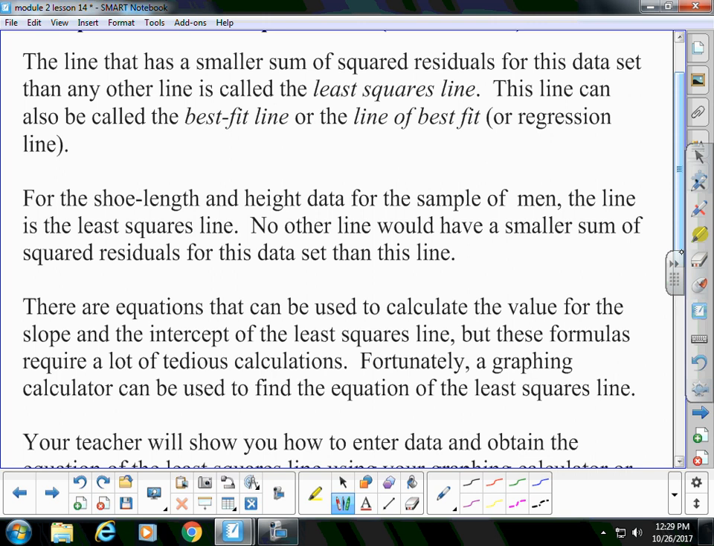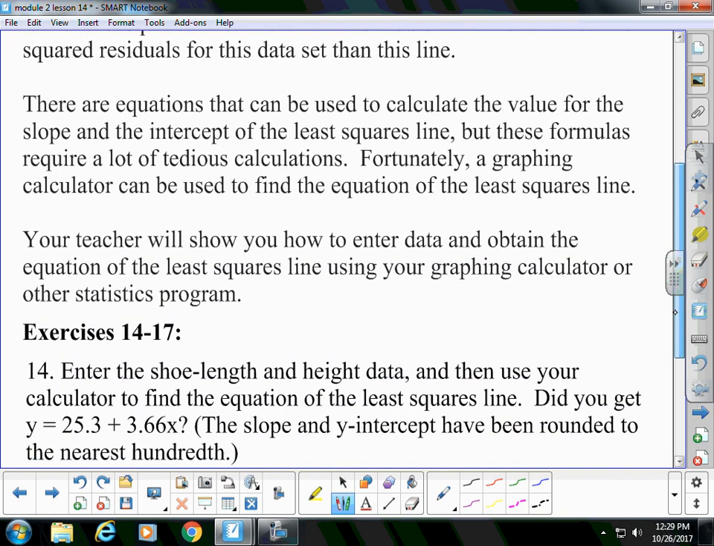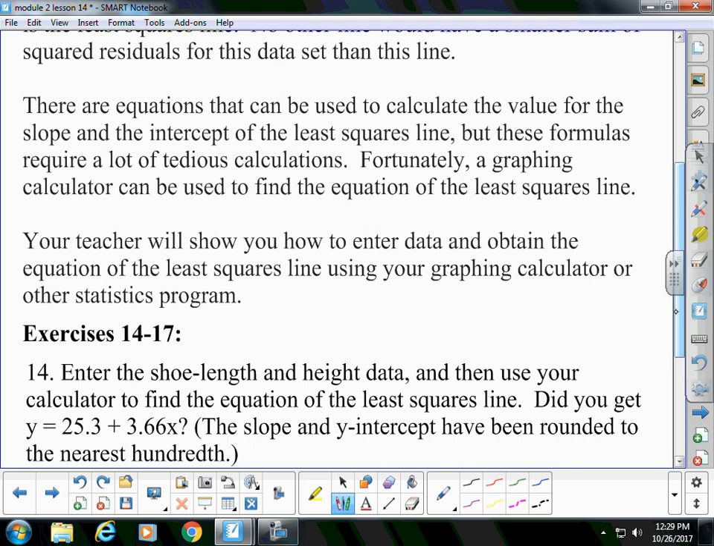There are equations that can be used to calculate the value of the slope and the intercept of the least squares equation, or the line of best fit. But these formulas require a lot of tedious calculations. So we've so far been doing them by hand, and that gives us an estimate, and then we've also been using a graphing calculator. Fortunately, the graphing calculator can be used to find the equation of the least squares line, or the line of best fit. And your calculator actually calls it the regression equation.